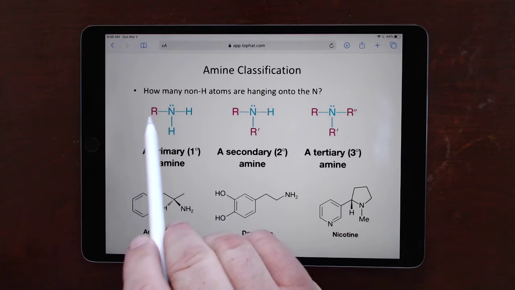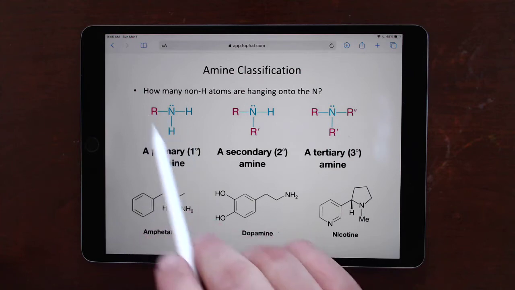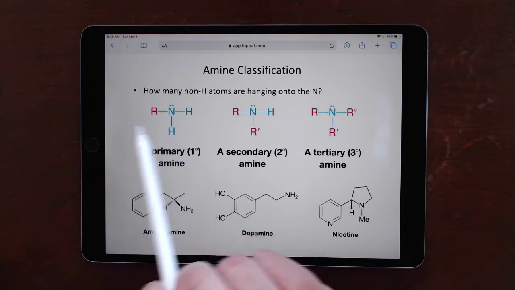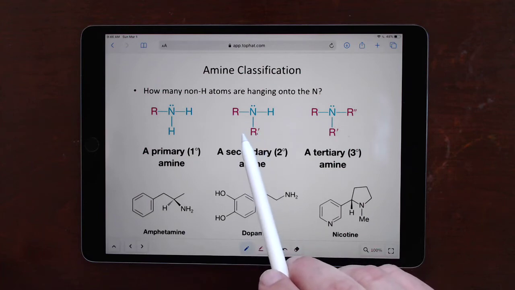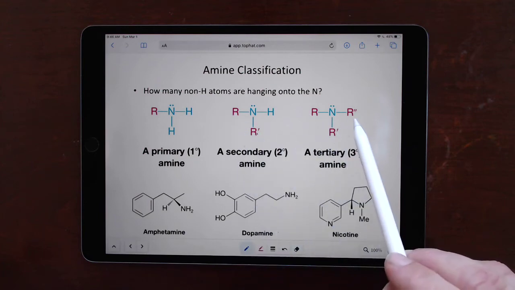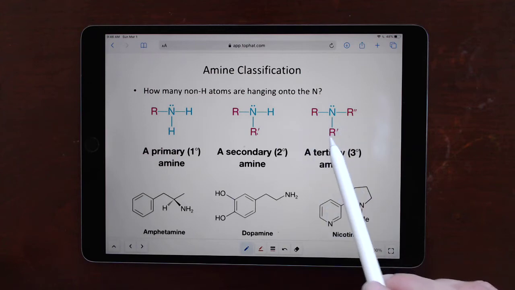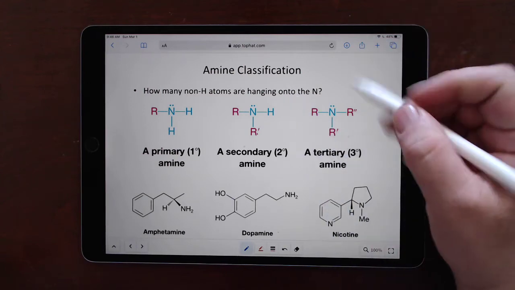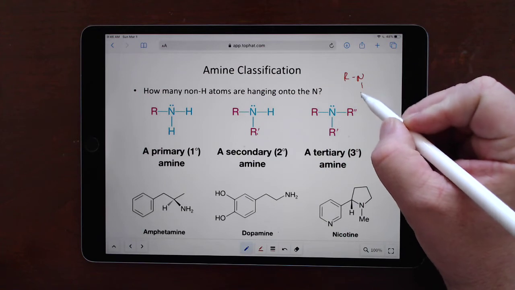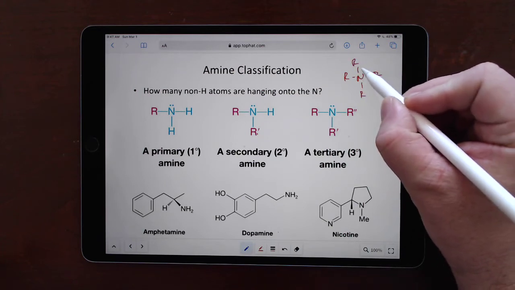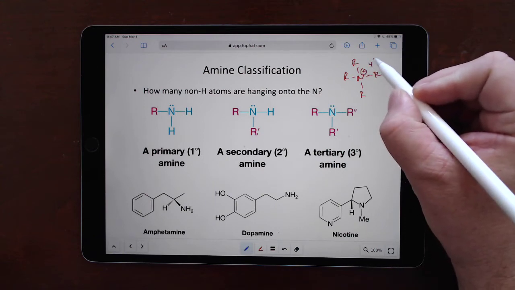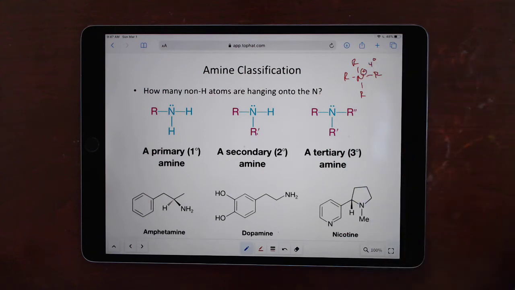Okay, and so here we have one non-hydrogen group, right? Yeah, there's three things hanging off of it. That's fine, but only one of them is not a hydrogen. So we call that a primary. Here, a secondary, because we have two things that are not hydrogen. Here it's a tertiary, because there are three non-hydrogens. You can't have quaternary amines, so you could have this, but that nitrogen's going to have a positive charge. So this would be a quaternary amine. That is possible. We're not going to use it all that often, but it is possible.